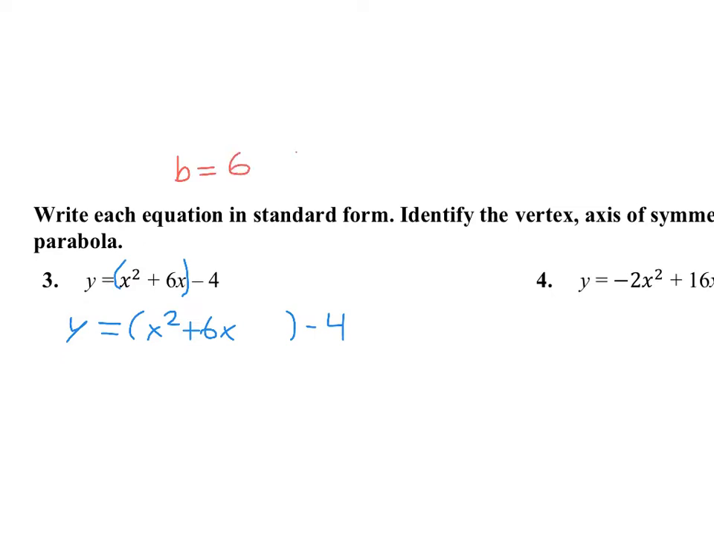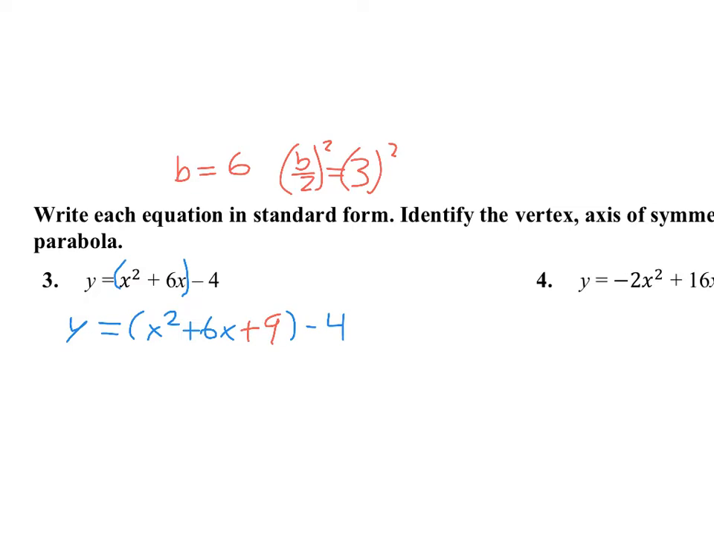Take the b value, divide it by 2, and then square the whole thing. So the number we really want is 9. So we're going to add a 9 here.